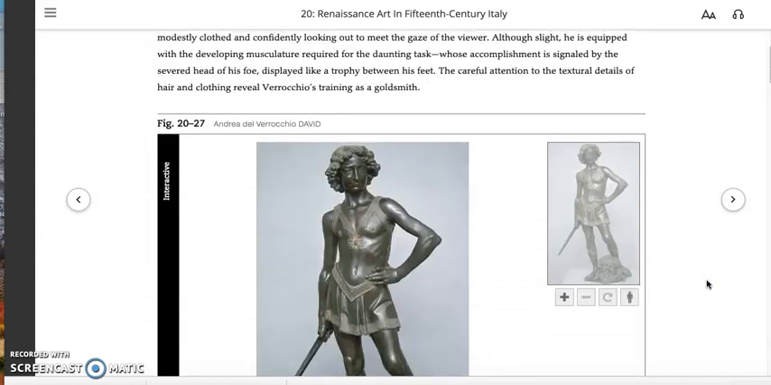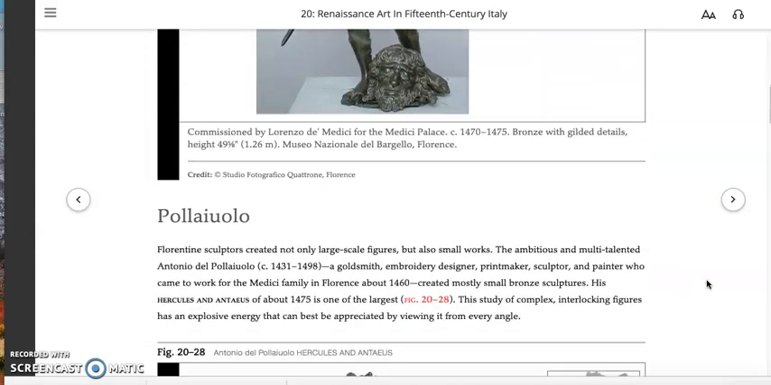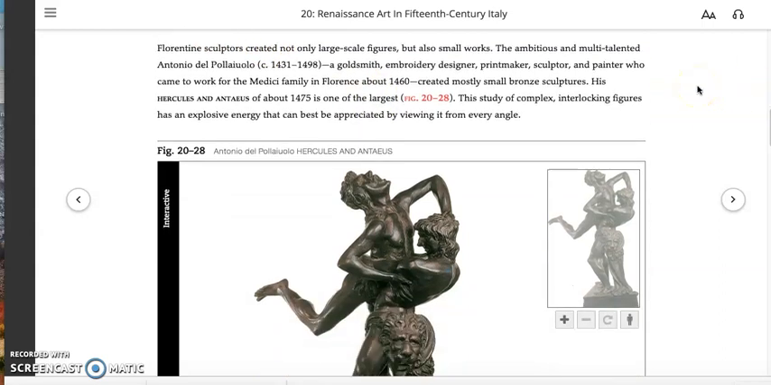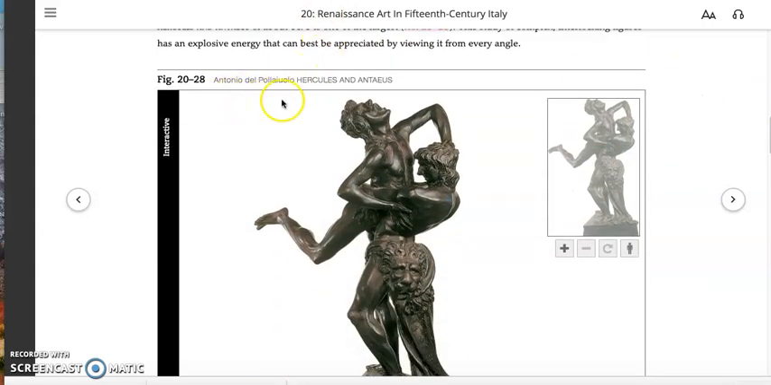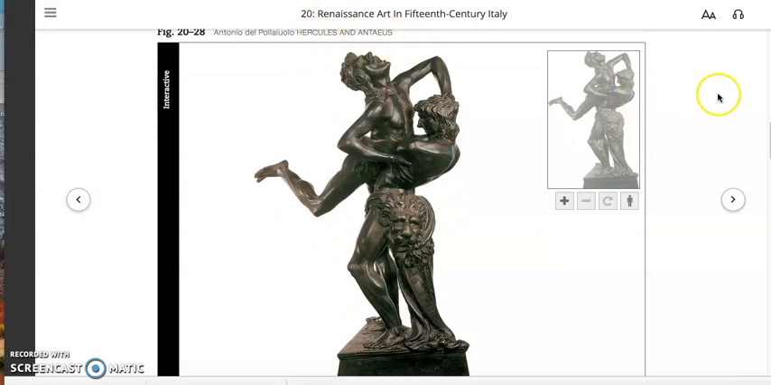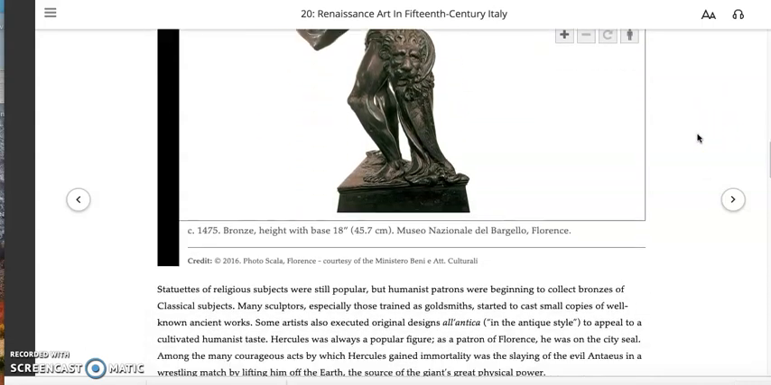So if you scroll down past Verrocchio's David, we come to Pollaiuolo, very hard to say. And interestingly, it's basically a nickname, little chicken guy. What the authors have done here is to choose a sculpture that is a classical theme, a humanistic theme, Hercules and Antaeus. And I want you to really take in that this is a sculpture for the Medici.